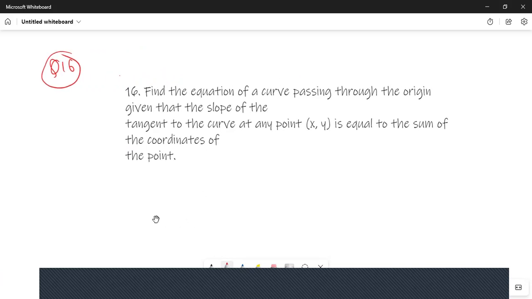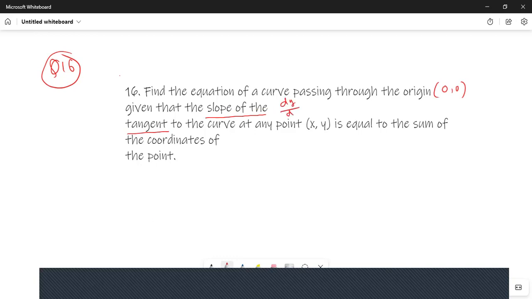So this is the question here. Find the equation of a curve passing through the origin. Origin means definitely it is (0, 0), right? They have not mentioned it, but (0, 0), so that point you can take. And given that the slope of the tangent. What do you understand by slope of the tangent? It's dy by dx.